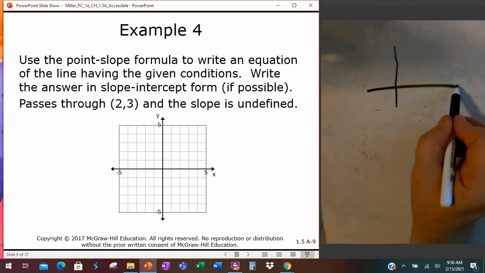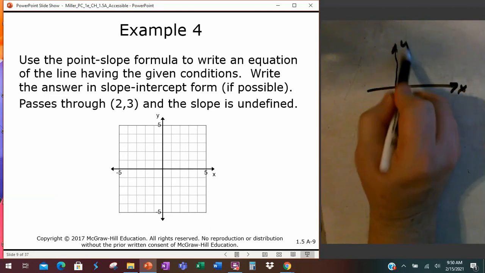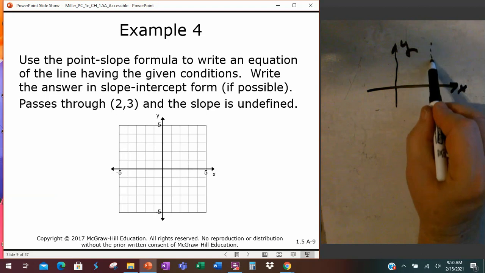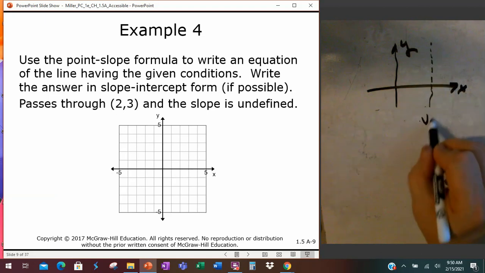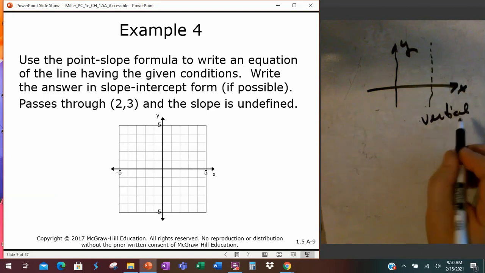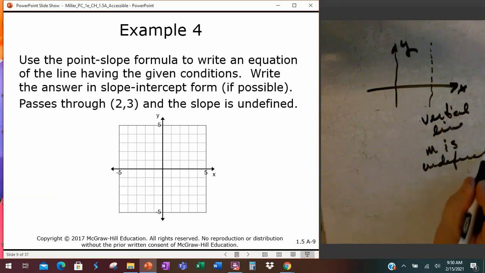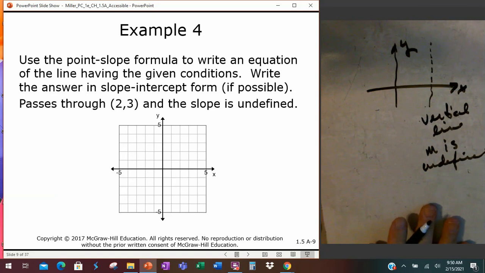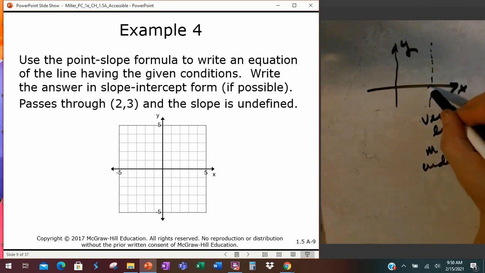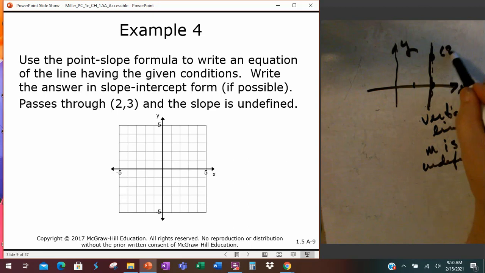So here's my x, y. A vertical line. M is undefined. Okay, so that's what it says. It says undefined, but it passes through, x is 2, so let's use this very same thing. It would be like (2, 3).